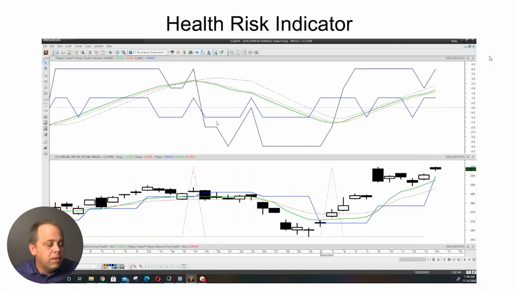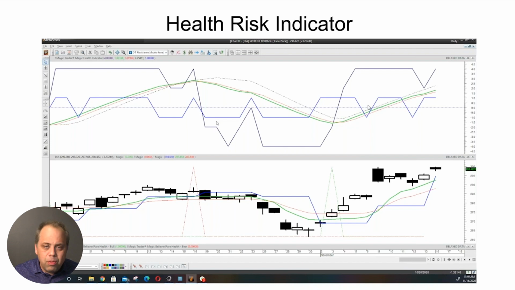So the next ingredient I want to talk about is the health risk indicator. With the health risk indicator, there are about 5 different lines on here. What I'm going to do is walk you through how each of them is read and how you can interpret each of them. The first thing we're going to talk about is the green, the red, and the black line here.